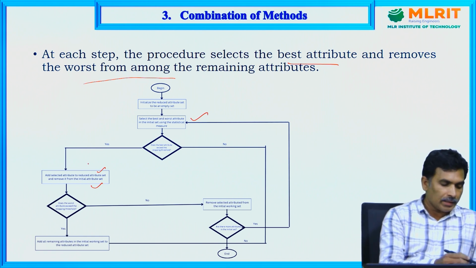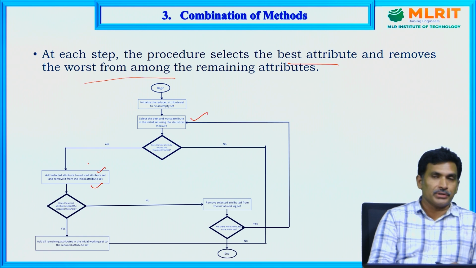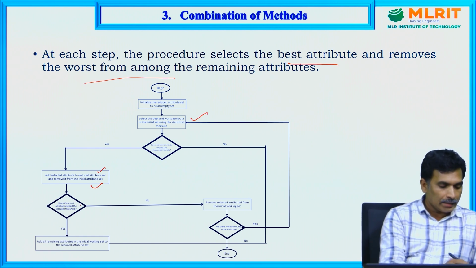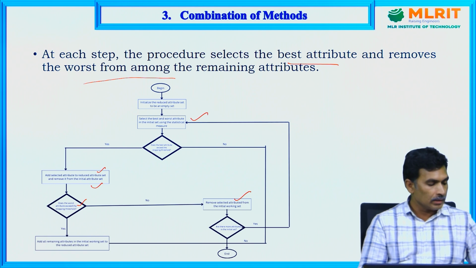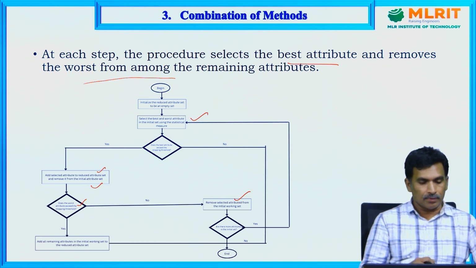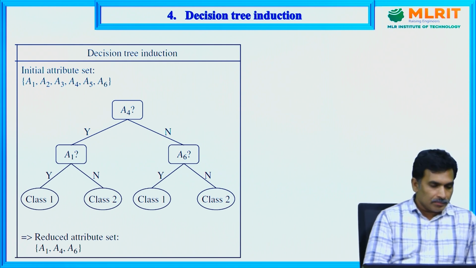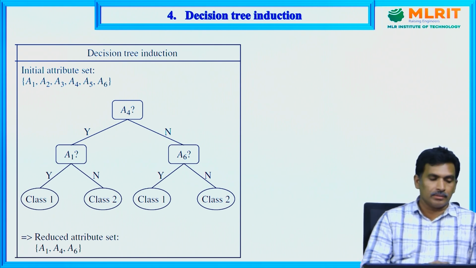So here in this case, once we add the selected attribute to the reduced attribute set and remove it from the initial attribute set, again we'll check the condition: does the worst attribute exceed the stopping threshold or not? If so, then remove the selected attribute from the initial working set. So this is the procedure we follow in this combination method. And another very important heuristic method is decision tree induction.